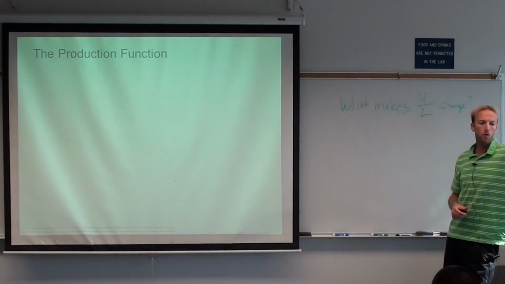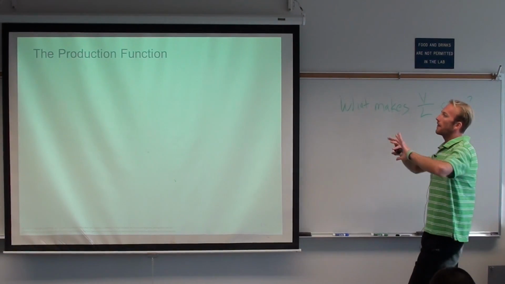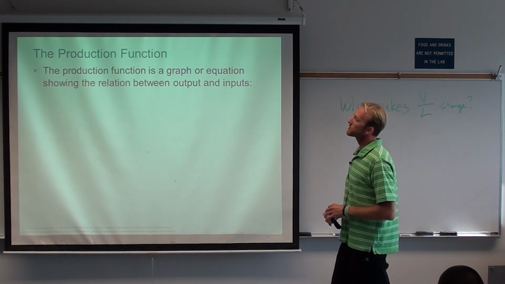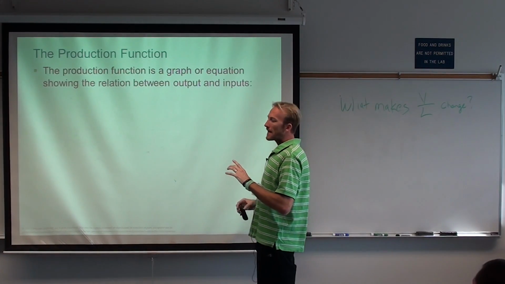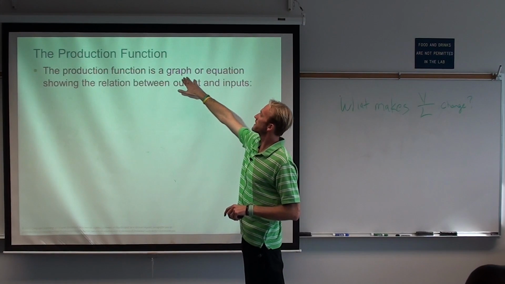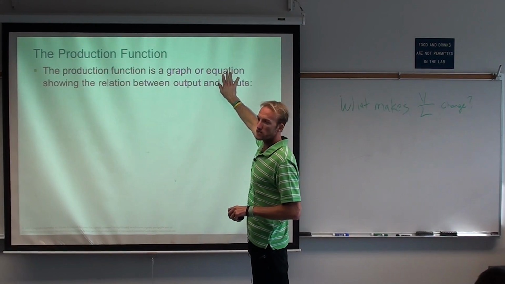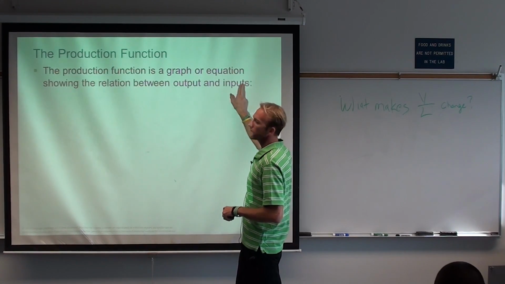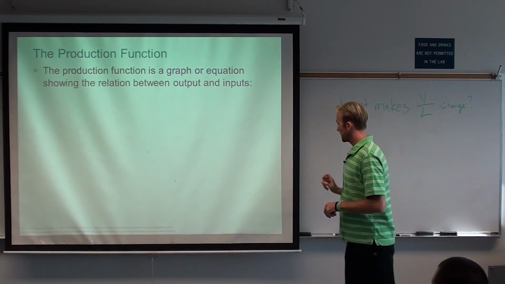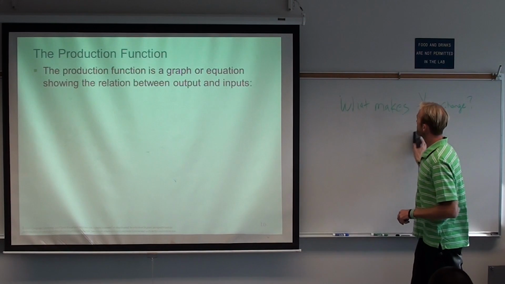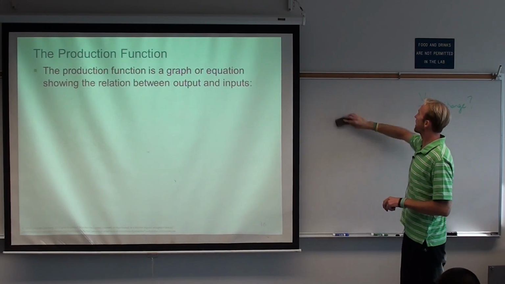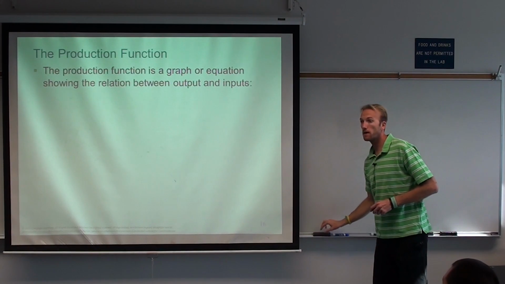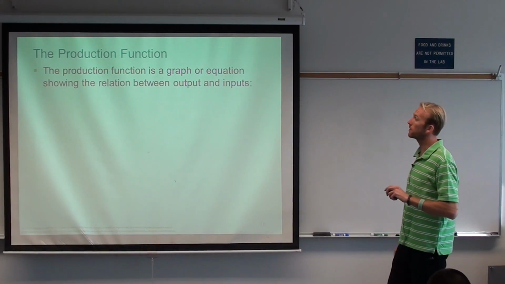Okay, so now we're going to put this all together in this thing called a production function. I can either draw it as a graph or I can write it as an equation that basically just shows the relation between the output and the inputs. It might look kind of confusing at first, but trust me, it's not that confusing. Well, I'll try to make it not that confusing. If you have questions, make sure you put your hand up and let me know.